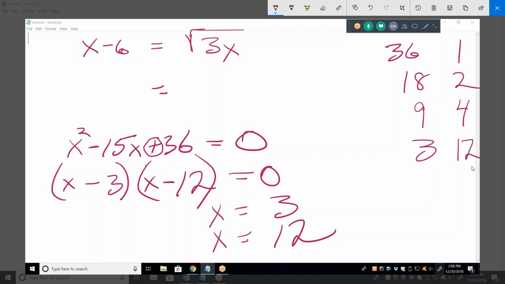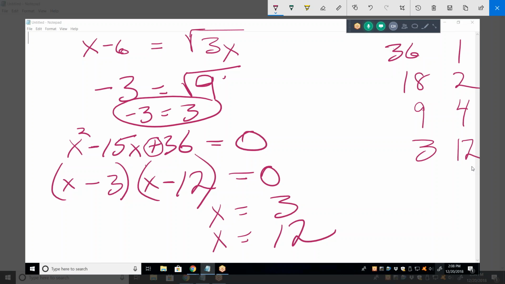Nope. On the left, x minus 6. Substitute 3. Now substitute it on the right. Nope. Do a substitution first. You get the square root of negative 9. Excuse me. You get the square root of positive 9. What's the square root of positive 9? Those aren't equal to one another. That means that is not a solution.